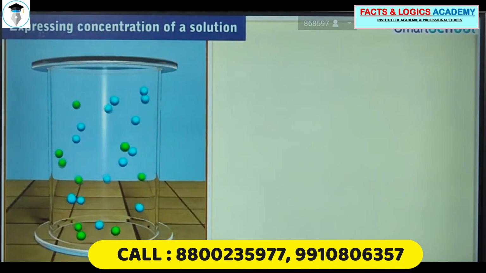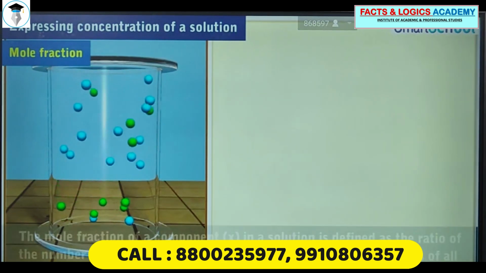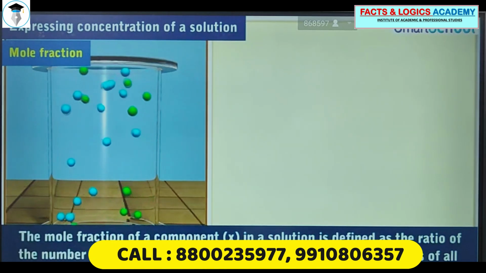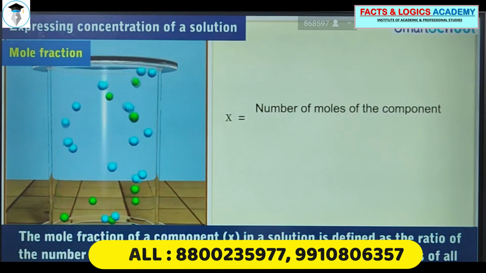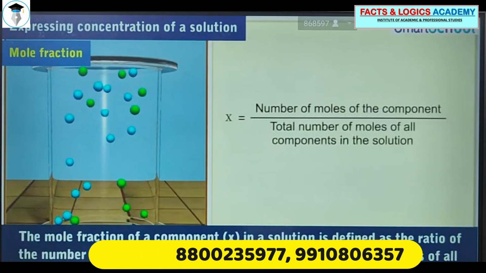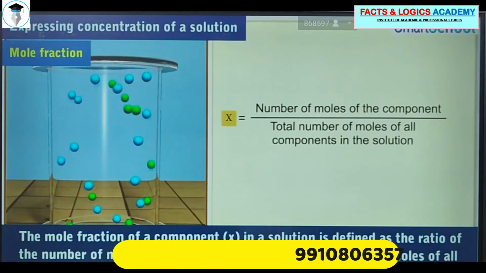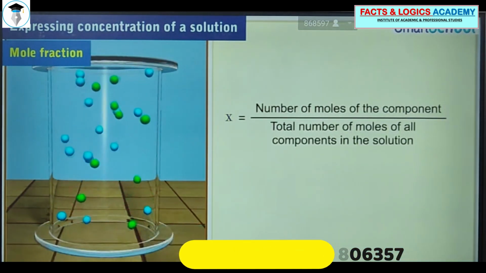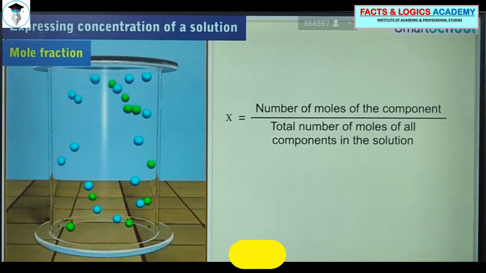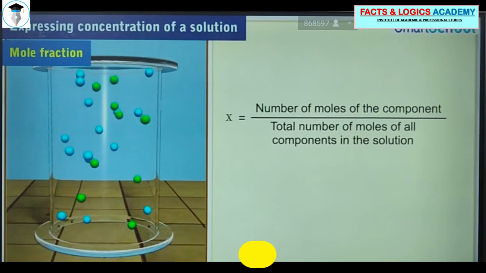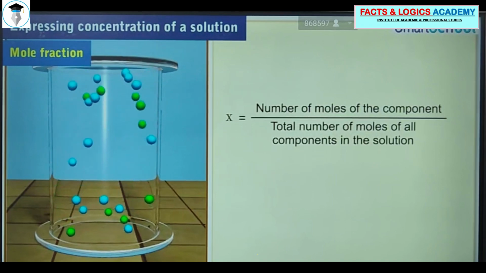Now, let us discuss another commonly used concentration term, the mole fraction. The mole fraction of a component in a solution is defined as the ratio of the number of moles in that component to the total number of moles of all components in the solution. It is represented by X. Mole fraction is an ideal way of representing the concentration of various chemical species in a mixture. It is useful for representing concentrations in gaseous mixtures.